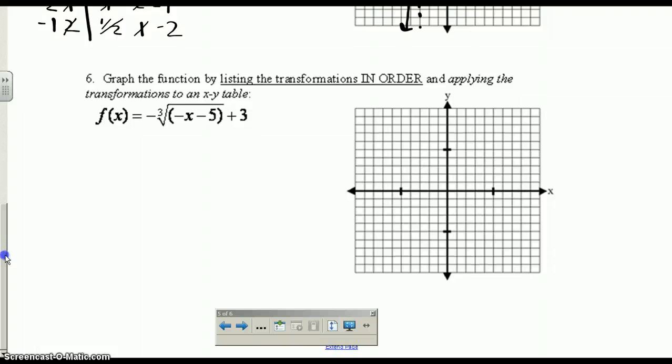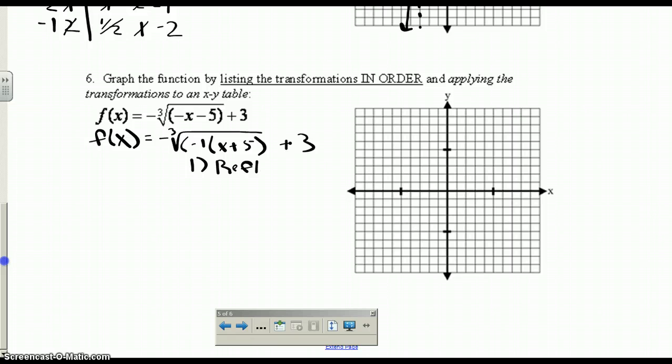Let's go last one down to the bottom. This is our cube root. Okay, I'm going to rewrite it just a little bit so I can clearly see my transformations. So this is the cube root. I'm going to factor out a negative 1, so I get x plus 5 plus 3. So we have a reflection of the x and the y axis here. Okay, so I have a reflection over x and y axis. I'm going to be moving to the left 5, and I'm going to be moving up 3.